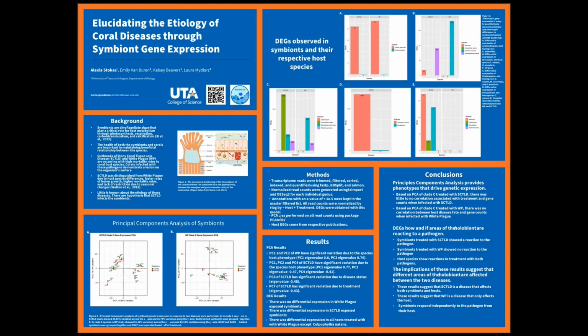Our results support previous studies that SCTLD affects symbionts within holobionts. From previous histologies, we know that SCTLD affects the gastrodermis where symbionts are housed. This is consistent with our results that suggest SCTLD is a disease that affects both the host and the symbionts. We can also see, based on other studies, that white plague seems to be a disease that affects mainly and only the host species.